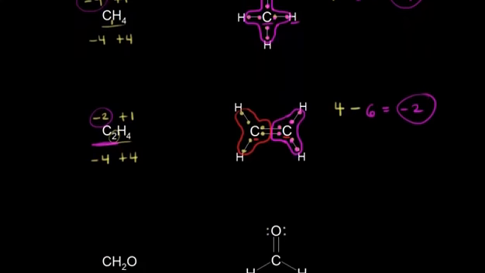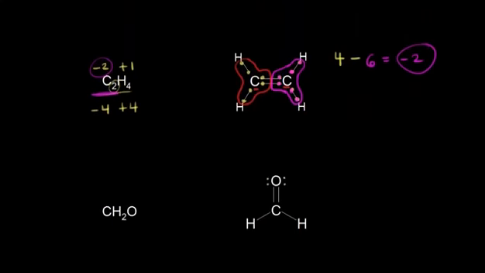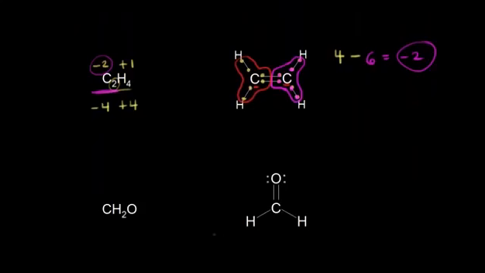We move on to another molecule, so CH2O, this is formaldehyde. And we know that oxygen usually has an oxidation state of -2, and we have one oxygen for a total of -2 down here. Hydrogen usually has an oxidation state of +1, and we have two of them for +2. This total has to sum to 0, so carbon should have an oxidation state of 0 in this molecule.